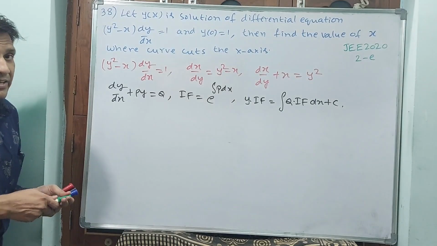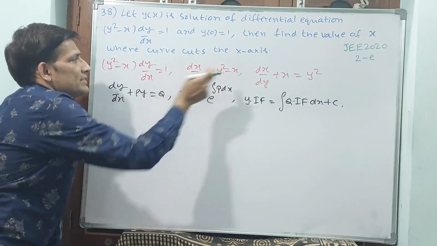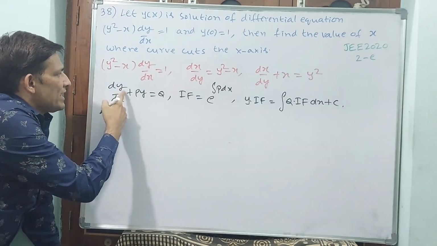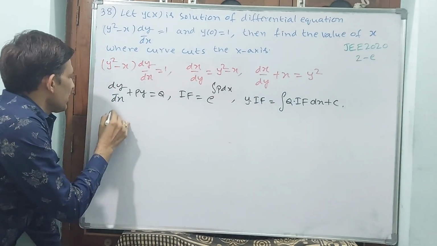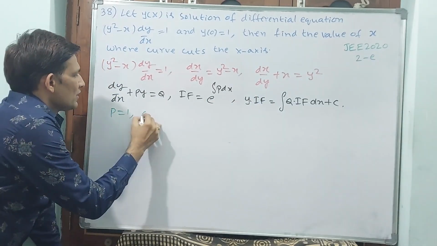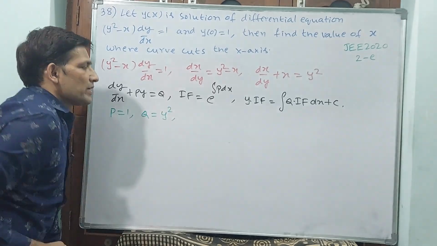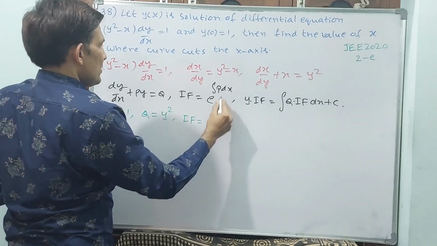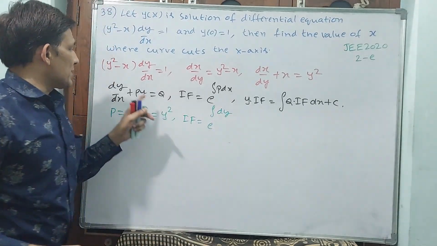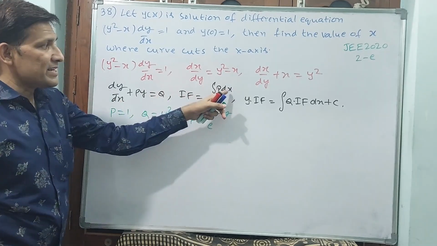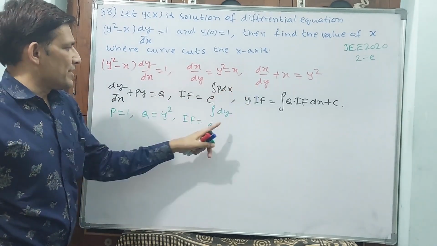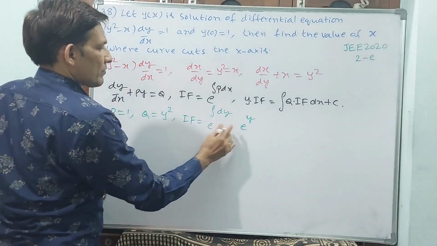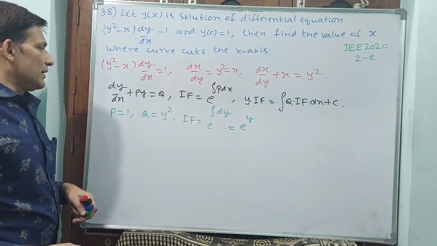Now we have to change it. That means wherever x is there, y has to come, because here dx by dy is there, not dy by dx. Now you compare. Here p is 1, so p is equal to 1. Then q is equal to y square. Then the integral factor is equal to e power integral p dy. Don't forget, because here the denominator is dy, so dy has to come. e power integral of 1 dy means e power y.